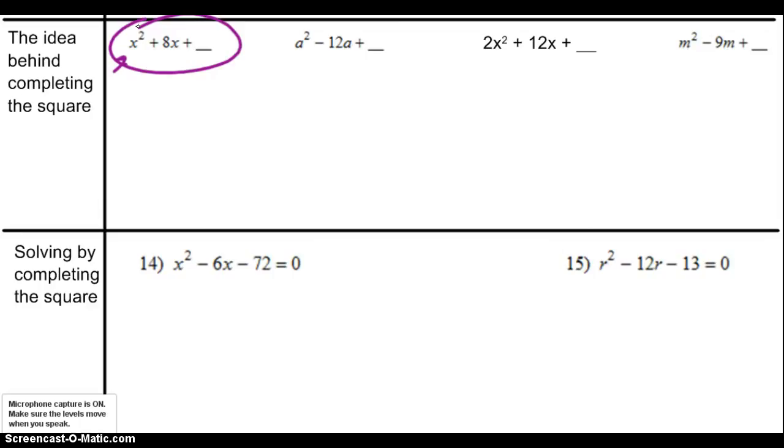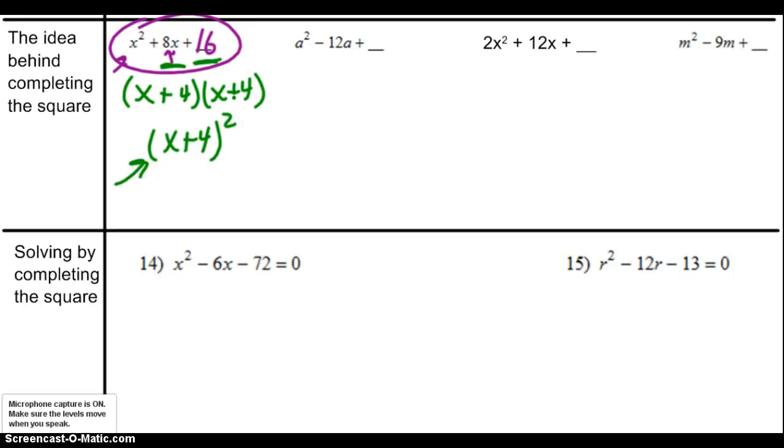Well, what we're going to do is take this number in the middle, divide it by 2, and square it. So 8 divided by 2 is 4, and 4 squared is 16. And we're going to drop a 16 right here. And the reason we're going to do that is because now when we look at this and think of, okay, what are two numbers that multiply to 16 and add to 8, we can think 4 and 4, which means that this factors into x plus 4 and x plus 4, or x plus 4 squared. And if we can get something to look like that, we're going to have a much easier time solving a quadratic equation. No factoring at all. We can skip straight to that.